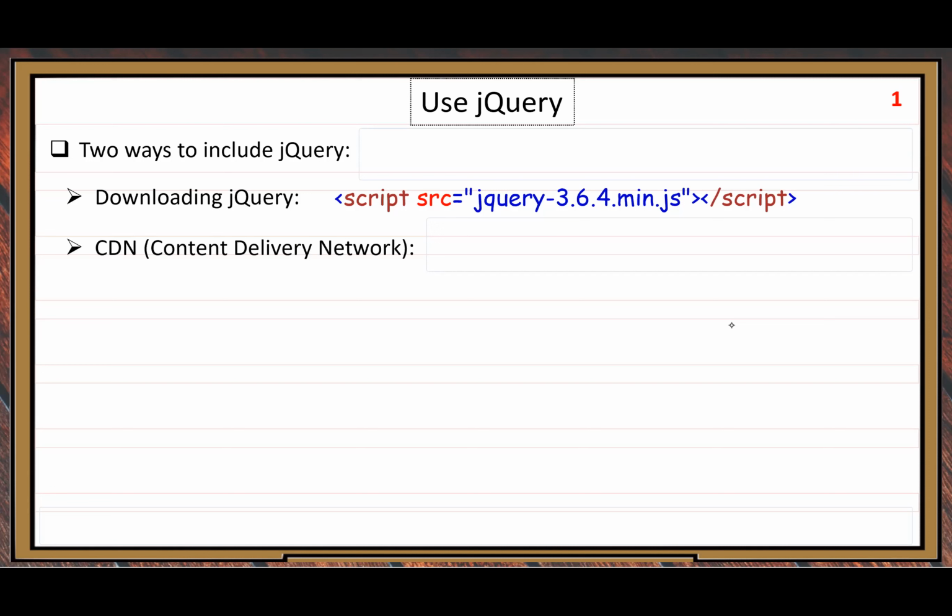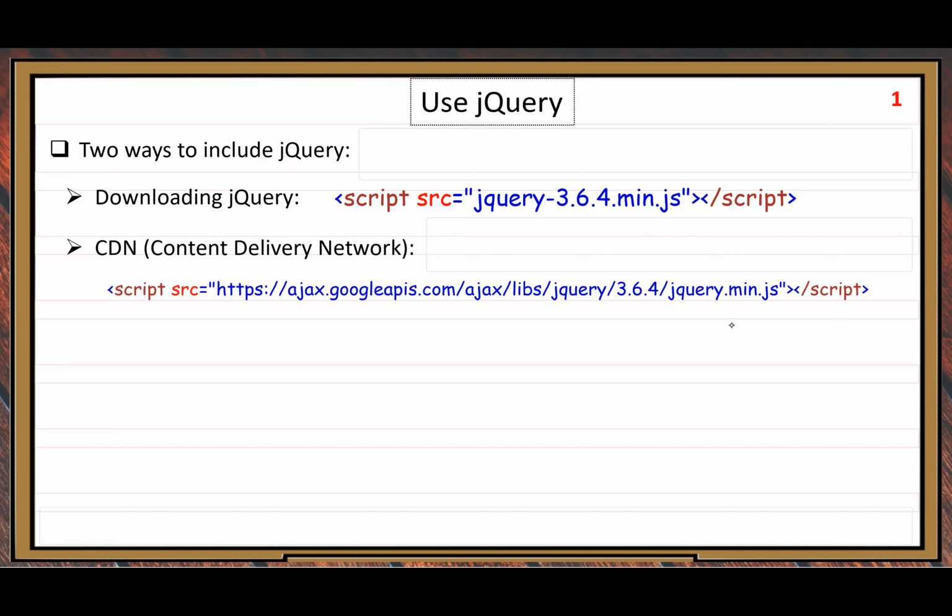For the second way, most people actually use the second way, the CDN way, Content Delivery Network. That is, you do not need to download the jQuery to your local computer. You just download on the fly. When you need to use it, you provide a link. So you put a link like this in your HTML file, then your web browser will download it from this location for you automatically.